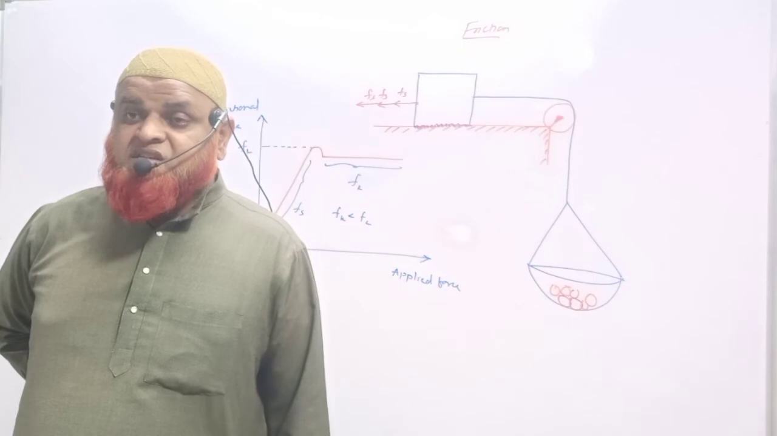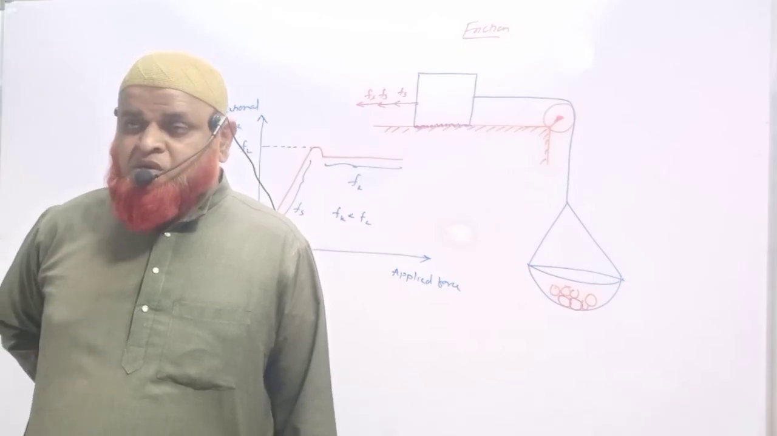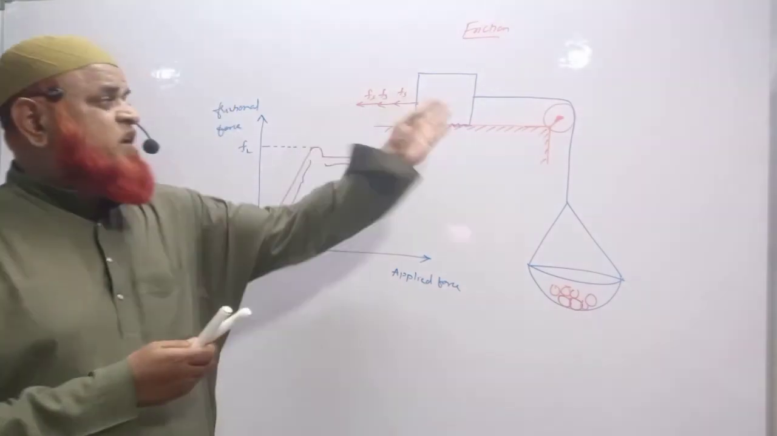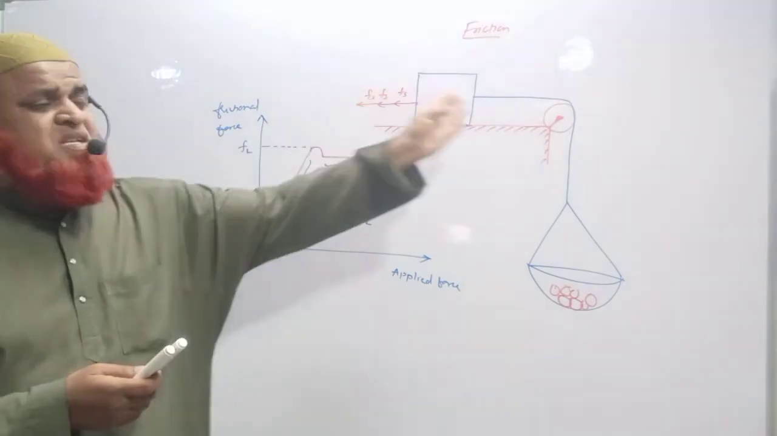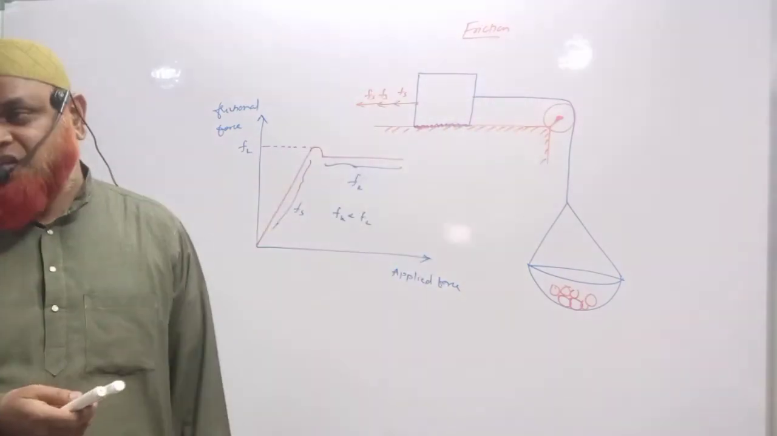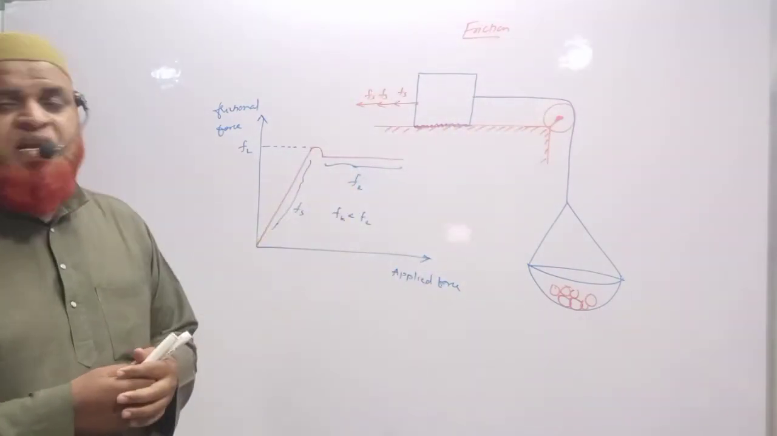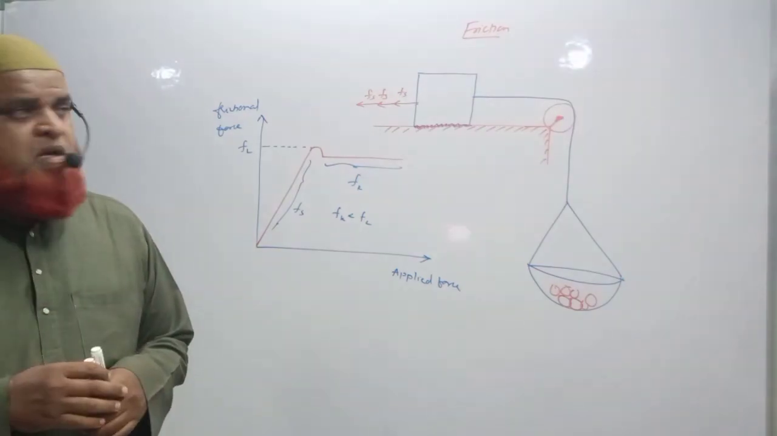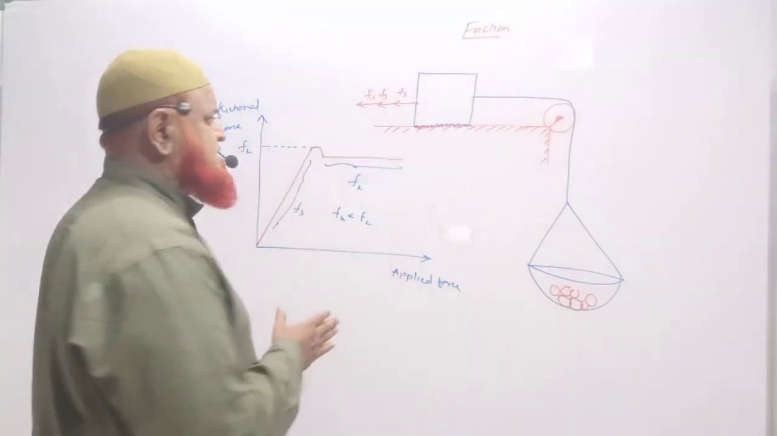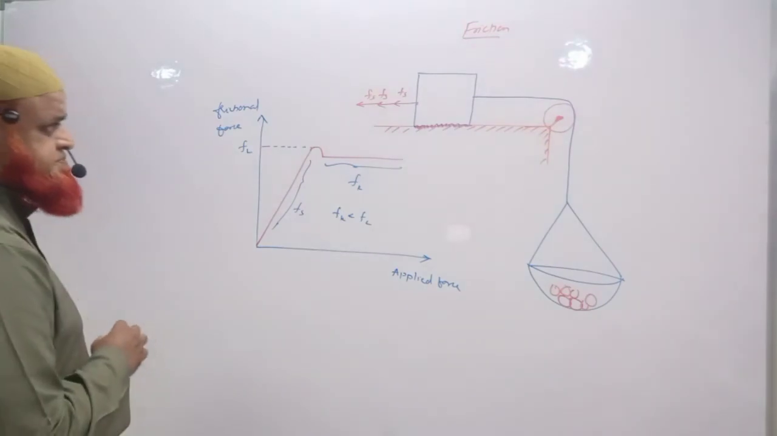Understand? Friction starts acting on you. So when nobody is pulling this way, no friction is acting. Once somebody starts pulling, friction will come into action here. So this is called kinetic friction. Hope you have understood this. Now I'll tell you one small concept on this.